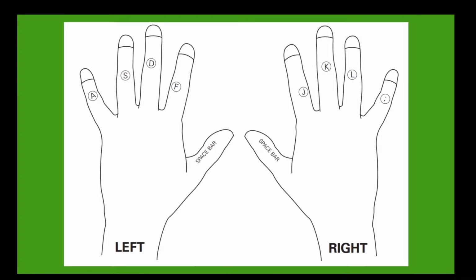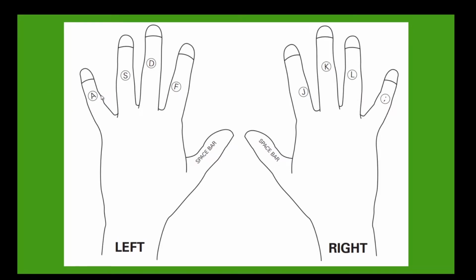On this picture, you'll see a picture of your left and right hand. And on the fingers, you'll see the different keys of the home row on different fingers. So each finger is responsible for one key on the home row.